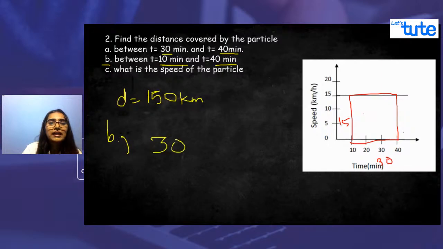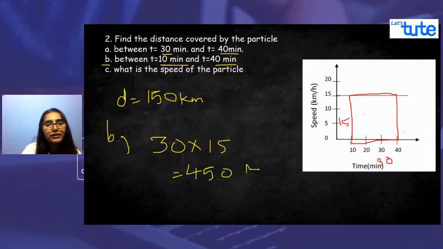Come on. Let's see who gets it right. What is 30 into 15? Come on. 30 into 15. We are getting the answer as 450. So it is going to cover a distance of 450 kilometer. Yes, it is 450 kilometer.